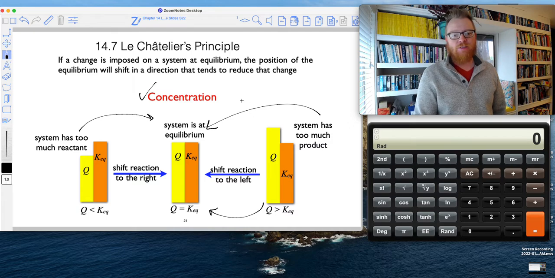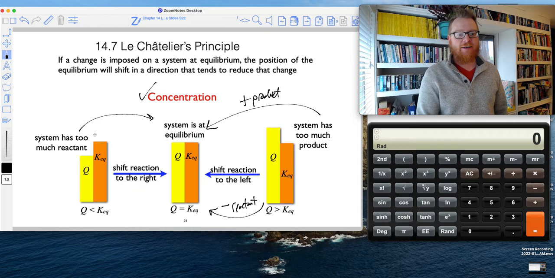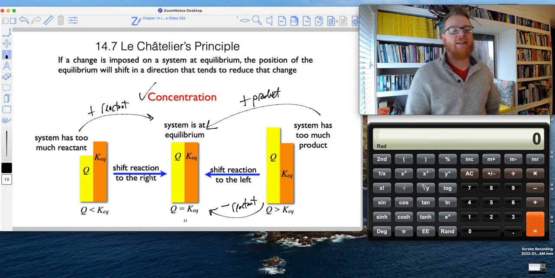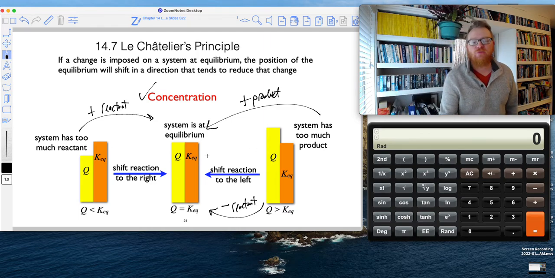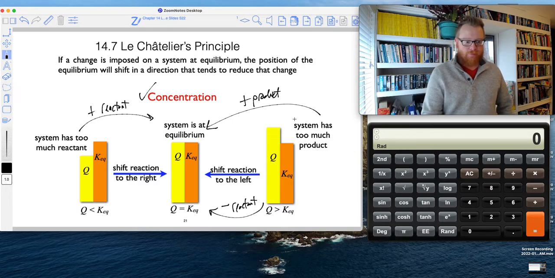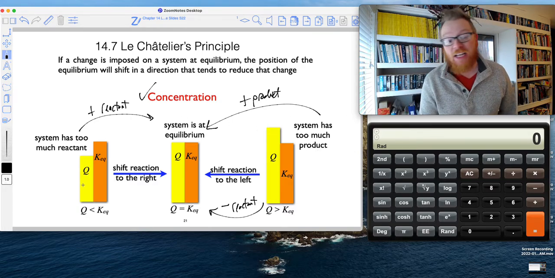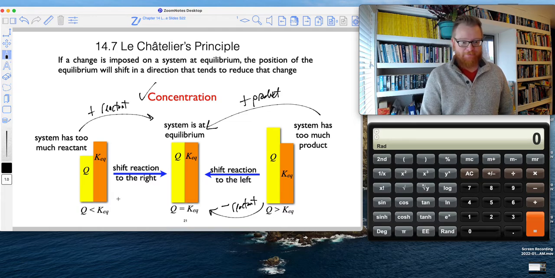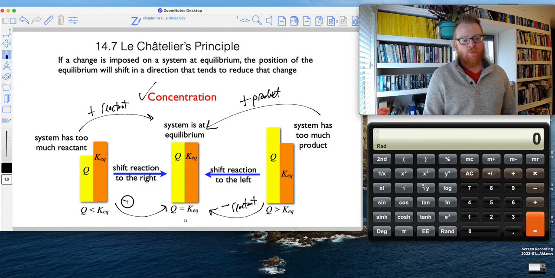So we'll say add product. Here we'll say remove reactant. Here we'll say add reactant. And then finally, as you might guess, if we're at equilibrium and we take away some of that product, now it's as if our system has too much reactant. So it'll want to shift back to the right. That would be like if we removed, so minus product.